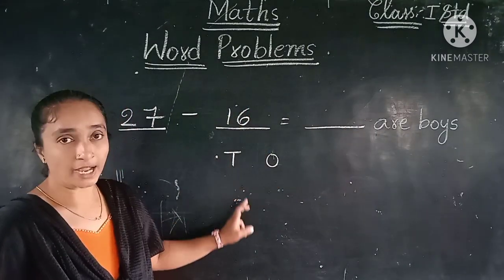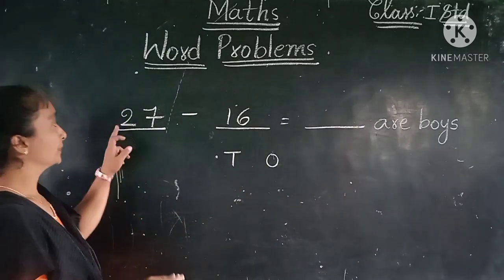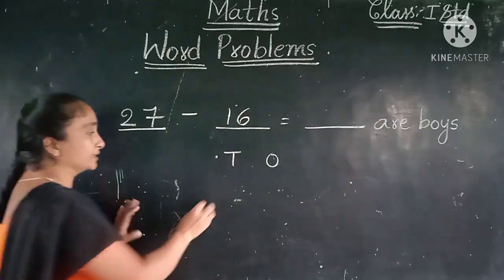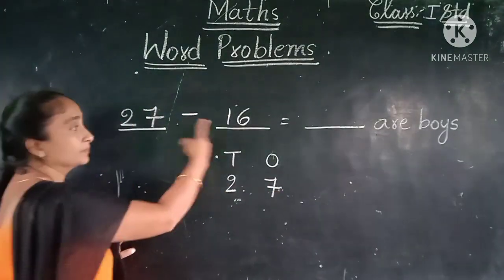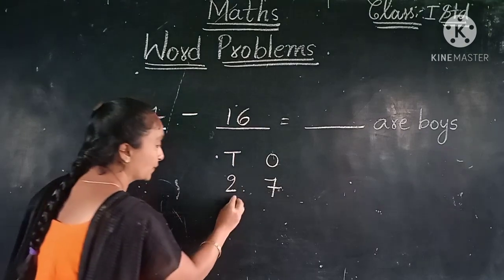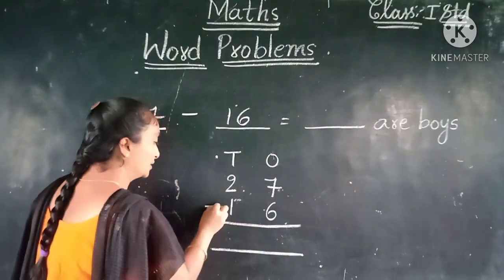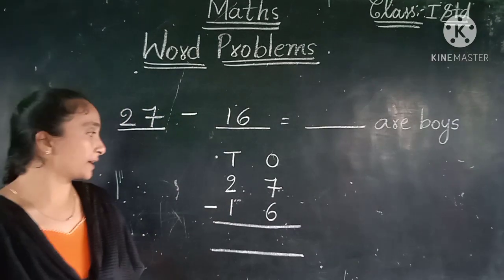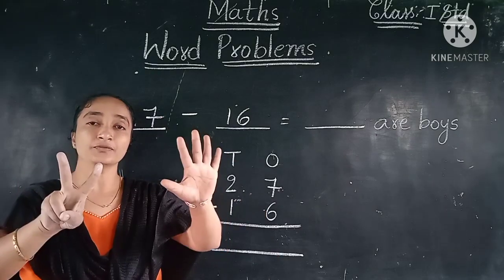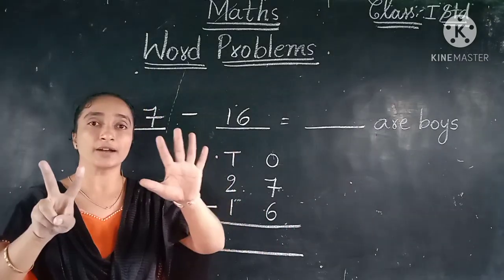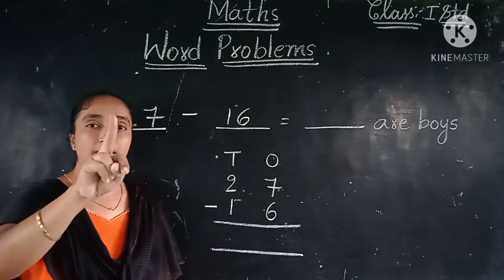So now we have to write the vertical form. Tens place and ones place. The first number, 2 tens, 7 ones. Okay, children? The second number, 16: 1 ten, 6 ones. Here the minus symbol. We have to do the subtraction. 7 minus 6, the ones place. Take 7 fingers, fold 6 fingers. So 5, 6. Now how much is remaining? 1.